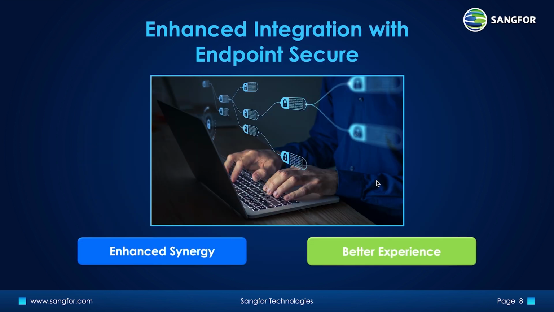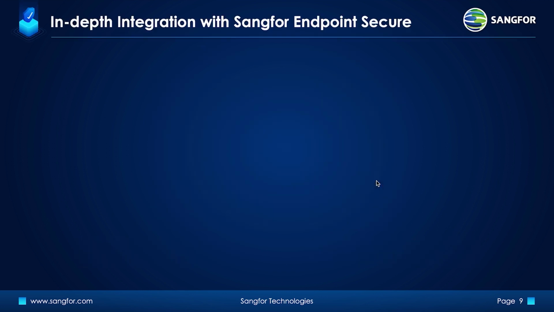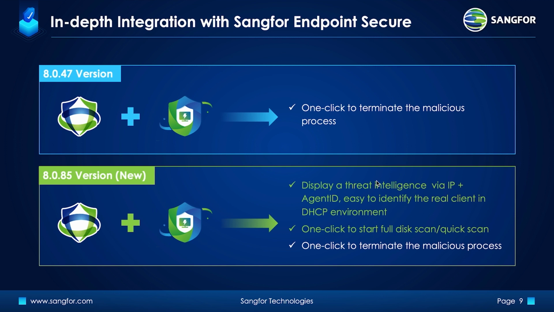And the next part, I will introduce the new security features of our new model. As you can see, the first topic, we enhanced the integration with Endpoint Secure. Previously, our NGAF could integrate with our Endpoint Secure, but now we have enhanced these capabilities. In the previous version, we could achieve one click to terminate a malicious process, but we could only show the endpoint's IP and host. For some DHCP environments, that cannot meet customers' requirements. It's hard to trace the real IP in a DHCP environment.